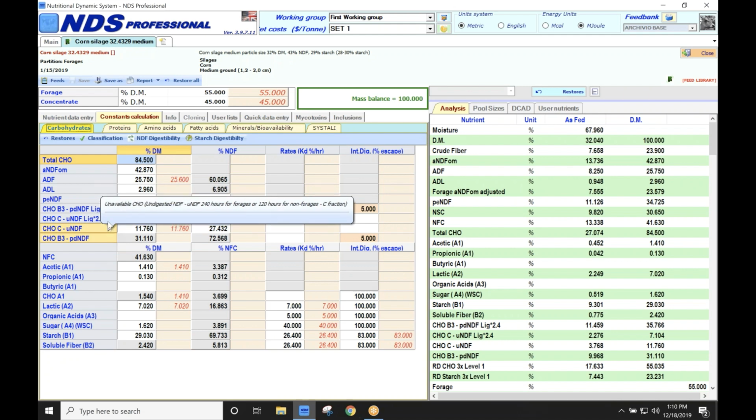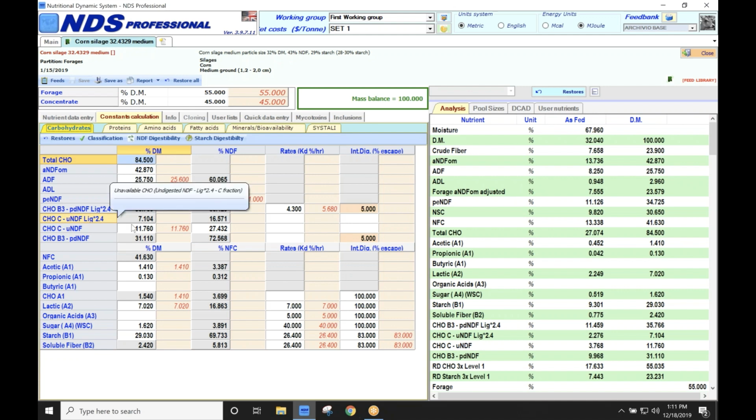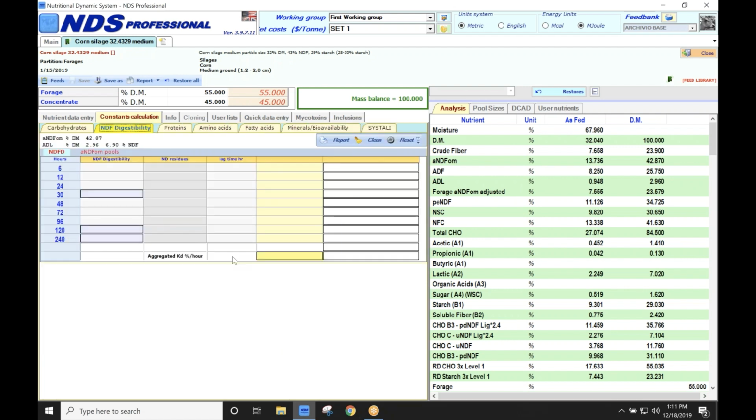The presence of the UNDF240 has allowed us to better estimate a rate of digestion for the B3 fraction. The B3 fraction, which is basically the NDF minus the indigestible fiber, is the fraction that is available to the microbes to be fermented. If we go to the NDF digestibility page, we see this table with different time points. More than, I think, five years ago, in 2015, NDS implemented one of the works that I did at Cornell, where we were able to estimate the Kd of the B3 fraction using three time points. These are the three time points that we've been using for a few years, that most labs have made available through their report.